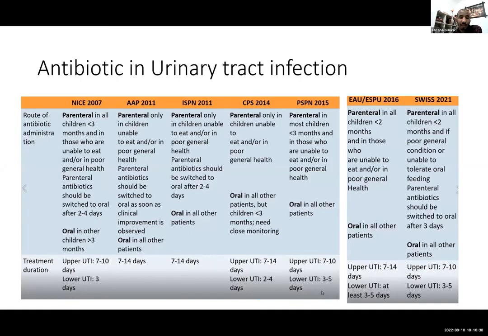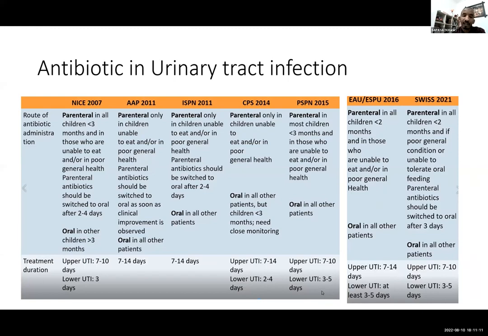Okay, so if you look at the antibiotic treatment guidelines, different guidelines have different recommendations, but in general, in a simple cystitis, you give oral. Okay, in a patient who has pyelonephritis, they need to have IV antibiotics or parenteral. Okay, and also if the child is not taking well, if he is vomiting everything, at that time you have to consider also giving this child parenteral.